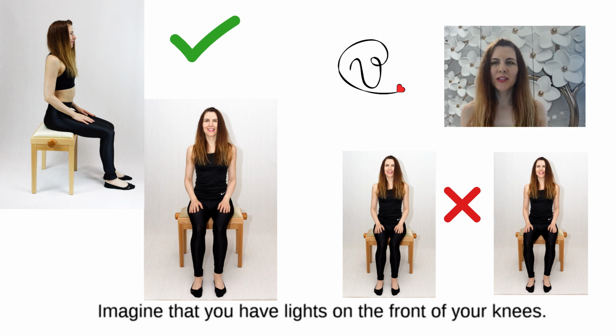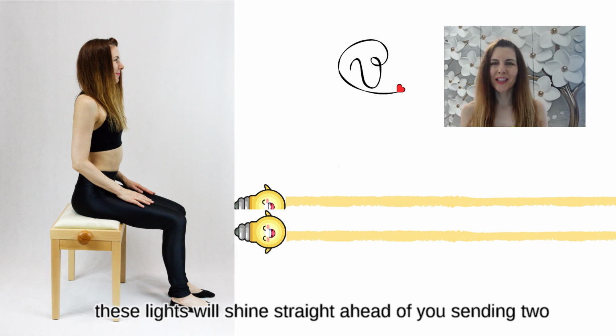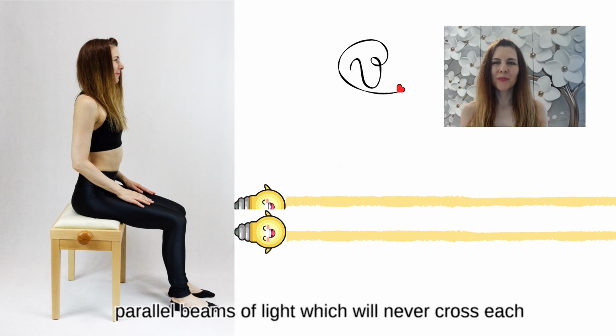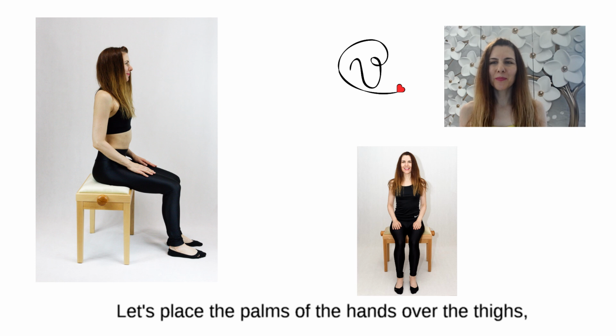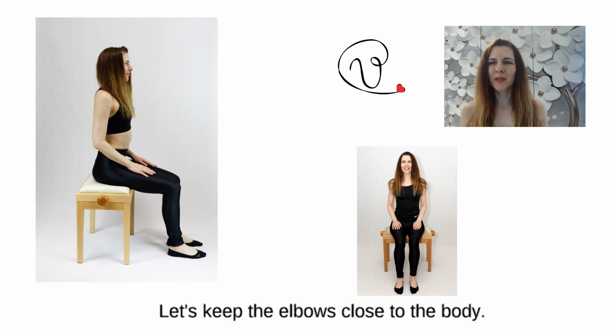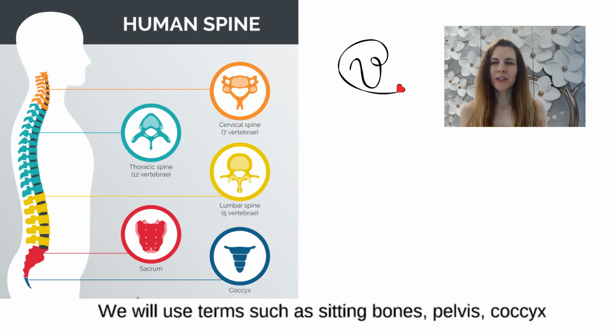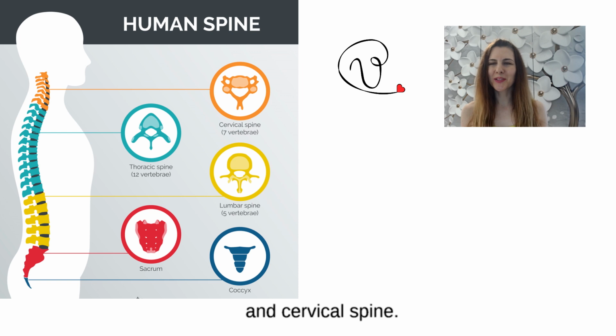Imagine that you have lights on the front of your knees. If you are sitting with your knees in a parallel position, these lights will shine straight ahead of you, sending two parallel beams of light which will never cross each other's way. Let's place the palms of the hands over the thighs, as close as possible to the body. Let's keep the elbows close to the body. We will use terms such as sitting bones, pelvis, coccyx or tailbone, shoulder blades, lumbar, thoracic and cervical spine. Let's explain and test them first.